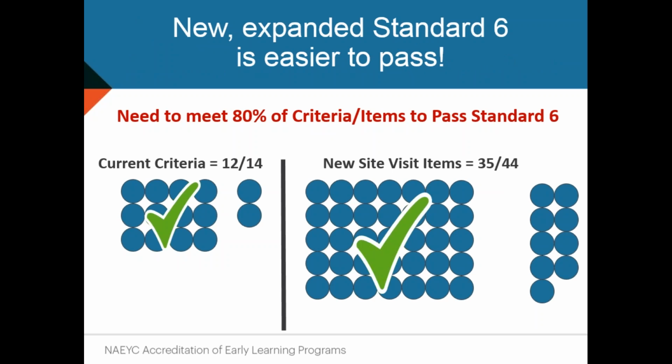When looking at the new expanded Standard 6, programs will find it easier to pass. In each standard, programs need an 80% criteria or items to pass. For Standard 6 in the current system, there are only 14 criteria, so programs must meet 12 out of 14. With the new number of site visit items in the Streamlined Accreditation Model, programs need to meet 35 out of 44 items, leaving more room for error on the program's end.